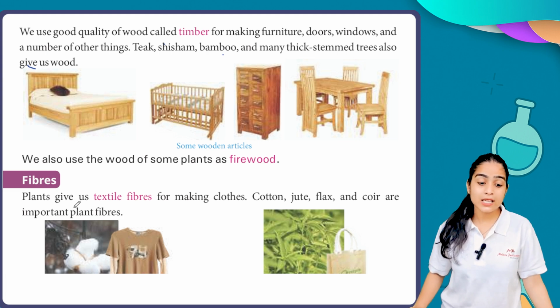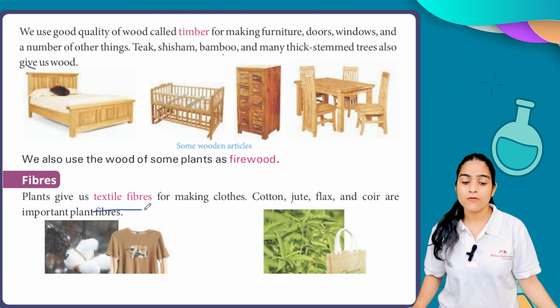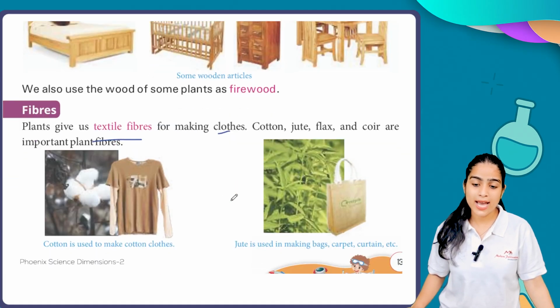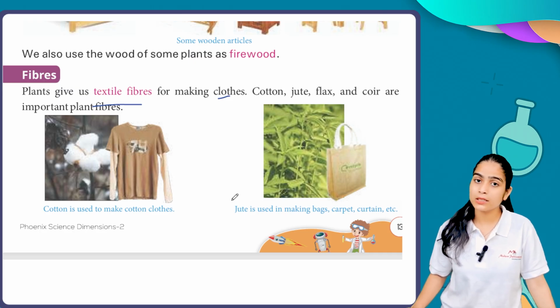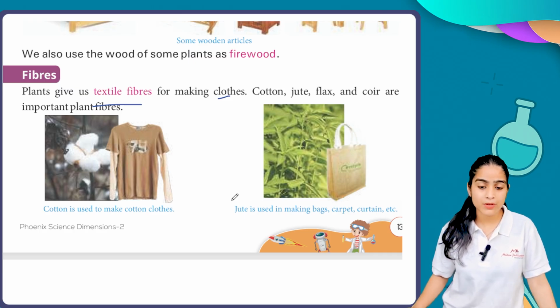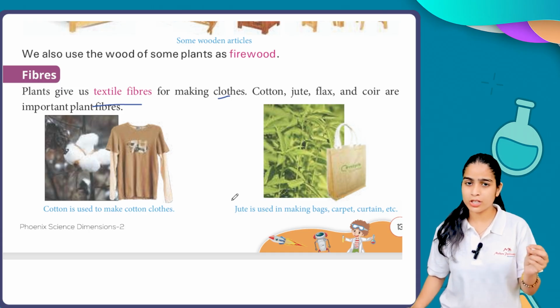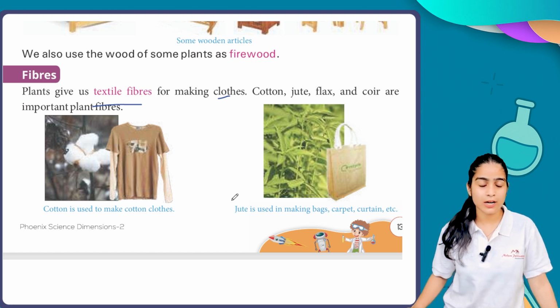So plants give us textile fibers which we are able to wear for making clothes. Cotton, jute, flax, and coir are important plant fibers. So, what are the examples of plant fiber we have? For example, cotton, jute. You all generally see the jute bags your mother uses while going shopping, and flax and coir are important plant fibers.